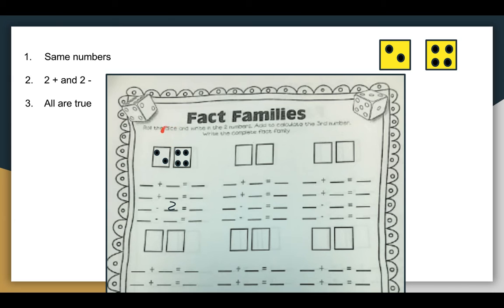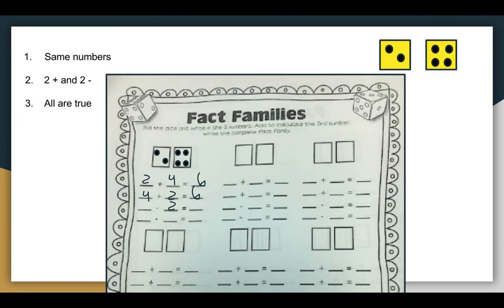Again, it might be helpful to write your whole. If these are the 2 parts, you could write your whole up here. So I know that 2 and 4 would be the parts. My whole would be 6, so I might write it up here. I could use that to write my equations down here. So I would start with a part put together that makes a whole, which would be 2 plus 4 equals 6. I can do the turnaround fact. 4 plus 2 equals 6.